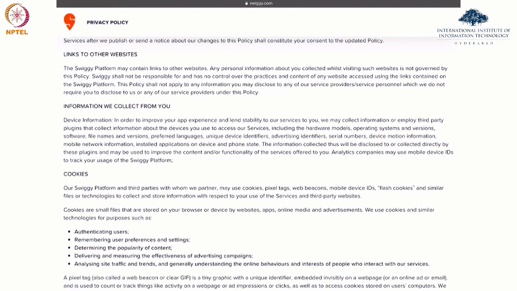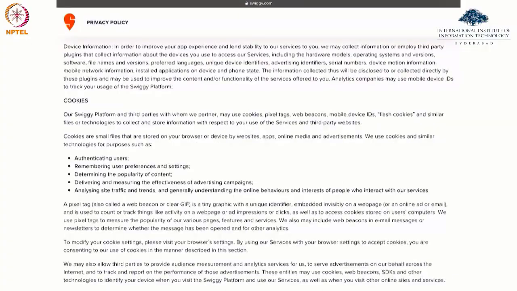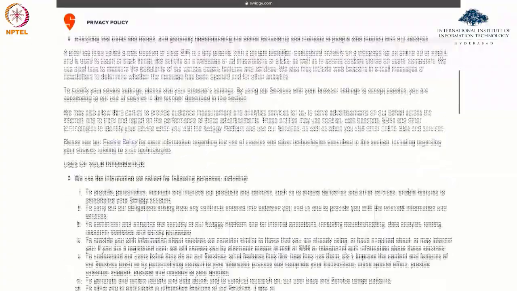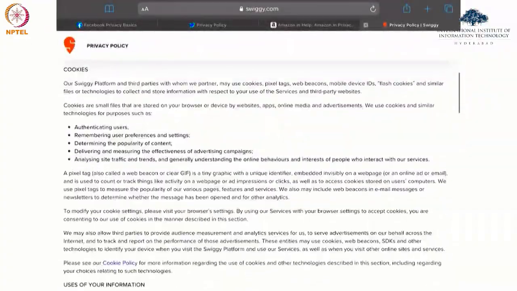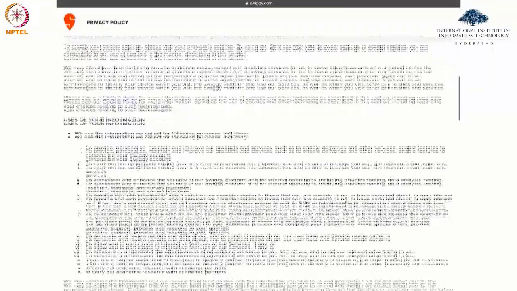So, yeah, I think the "may" is an interesting word that they have kept there, right? Cookies: our Swiggy platform and third parties with whom we partner may use cookies. Again, a "may" here. Right? So here they've spent a lot of, so to say, explanation about the cookies that they use and details about that.